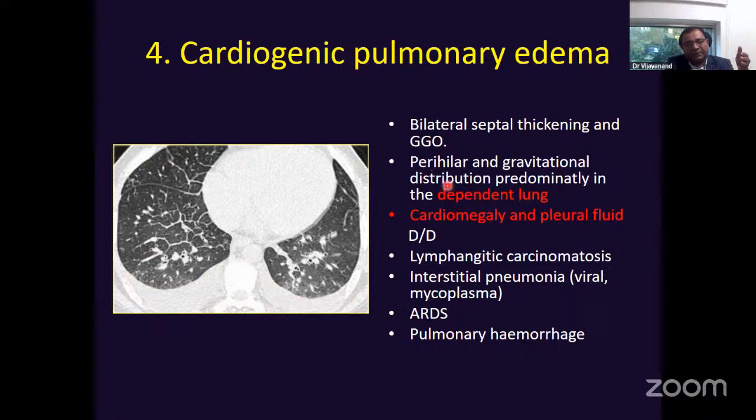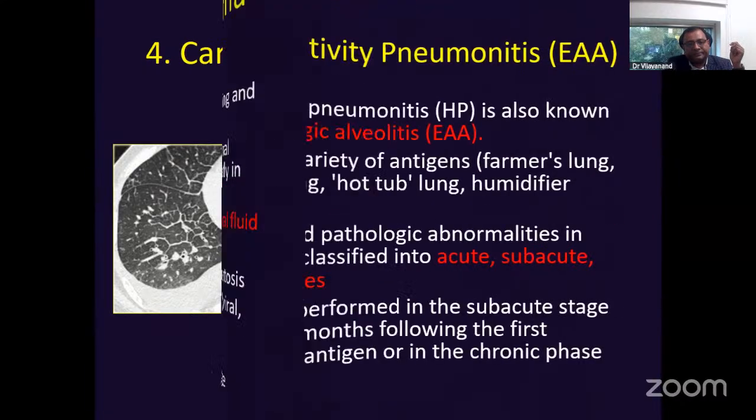Okay, so basically it's a case of cardiogenic pulmonary edema with perihilar and gravitational dependent faint haziness or wheel-like opacities in the bilateral lower lobes along the dependent part, and there is usually associated cardiomegaly and bilateral pleural effusion. The differentials, as I already told, will be lymphangitis carcinomatosis, interstitial pneumonia like viral or mycoplasma, then acute respiratory distress syndrome, which normally spreads very fast, and then pulmonary hemorrhage can also be a differential.